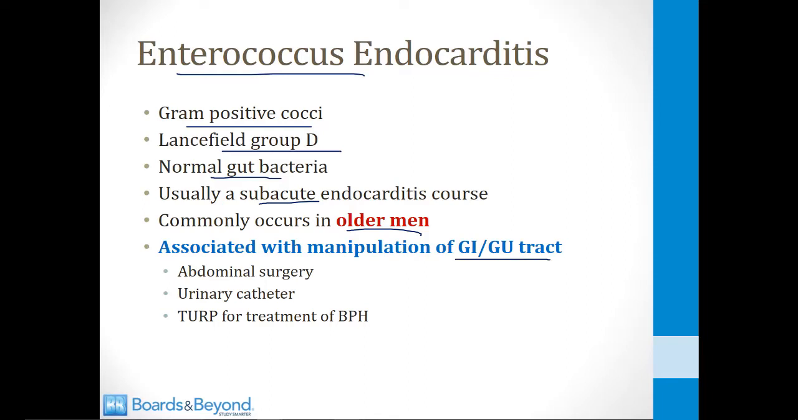Most patients who develop endocarditis with this have recently had some type of procedure where their GI tract or their urinary tract was manipulated. So this might include abdominal surgery, maybe a urinary catheter was placed, or classically, especially in an older man, a transurethral resection of the prostate. This is a surgery done for treatment of prostatic hyperplasia. So a man who has this surgery and develops endocarditis a few days later is a classic example of the type of patient that gets enterococcus endocarditis.